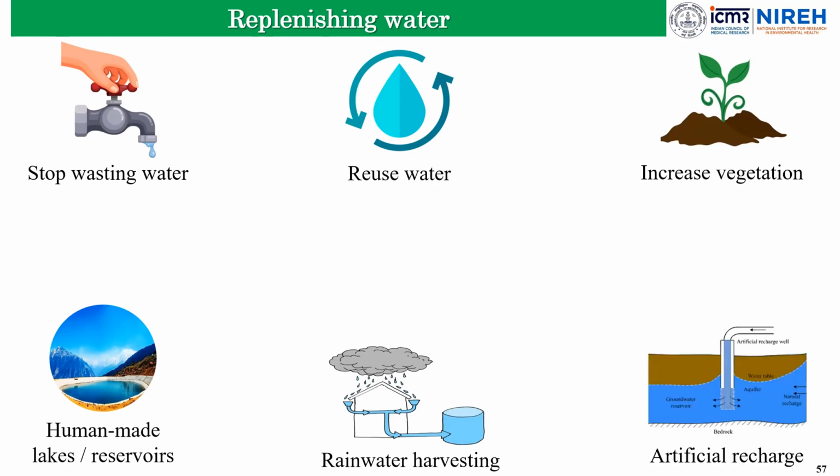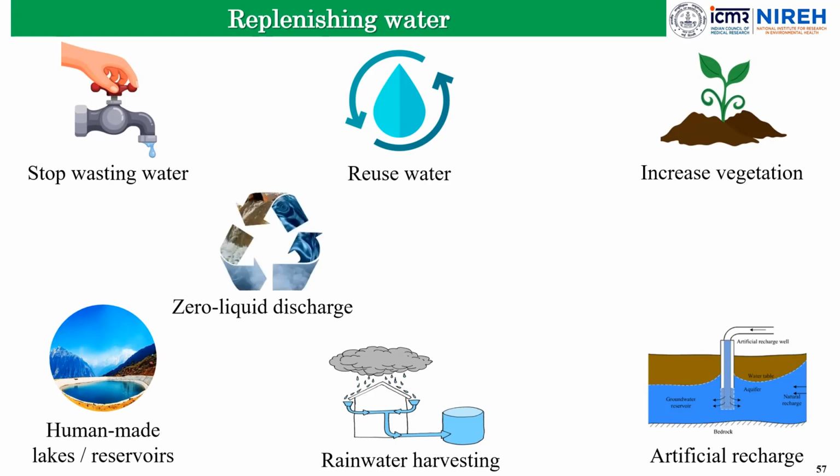Then artificial recharge. This basically cannot be done at our domestic level. When there is extreme scarcity of underground water, then generally we dig up a well, and then we supply the water from outside to the underground aquifer so that it can be recharged. So this cannot be done at the domestic level, but yes, this is one of the solutions to replenish the underground water.